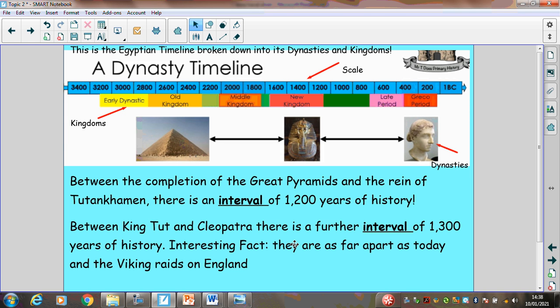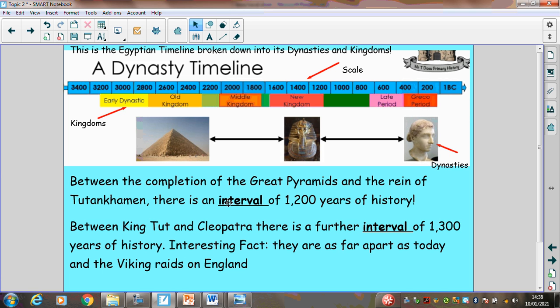It gives you a visual representation of the ancient Egyptian timeline, to see actually how much time there was in between certain events. It didn't all just happen in one go. It happened over a long period of time.